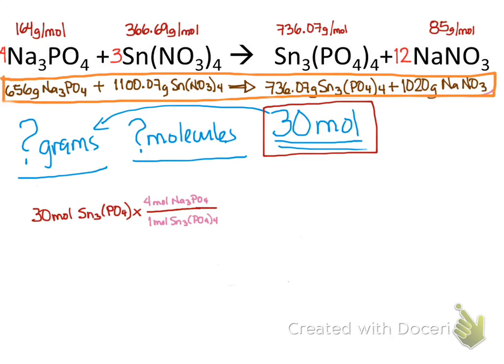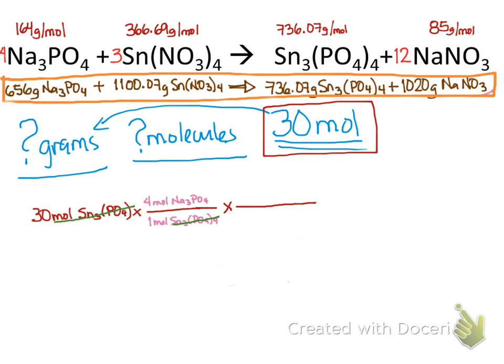And then, after I do this, what will I cancel here? Moles of tin phosphate with moles of tin phosphate. And then I need another conversion factor to transform moles of sodium phosphate into grams of sodium phosphate. This time we use grams.